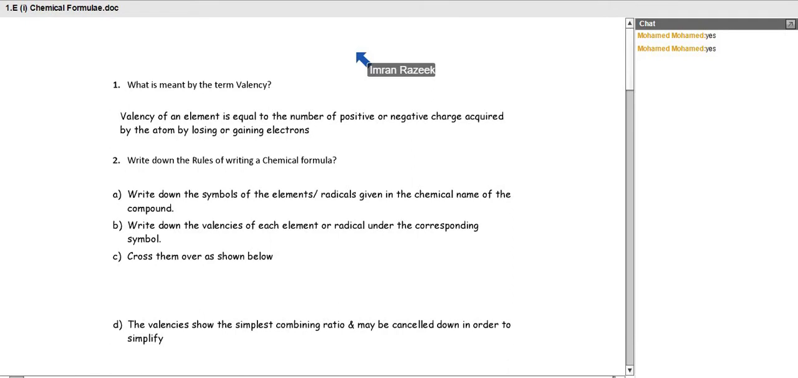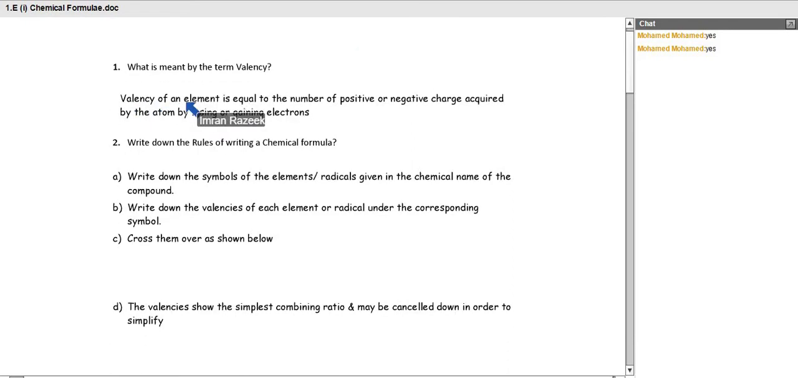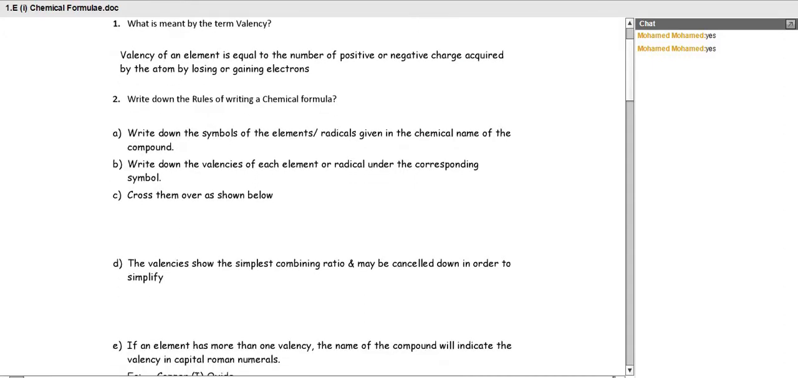So we'll do a few examples, then you'll understand the concept even better. So valency of an element is equal to the number of positive or negative charge acquired by the atom by losing or by gaining electrons. Write down the rules of writing a chemical formula. Write down the symbols of the elements or radicals. I'll explain shortly what radicals are. Given in the chemical name of the compound, write down the valencies of each element or radical under the corresponding symbol. Cross them over as shown below.